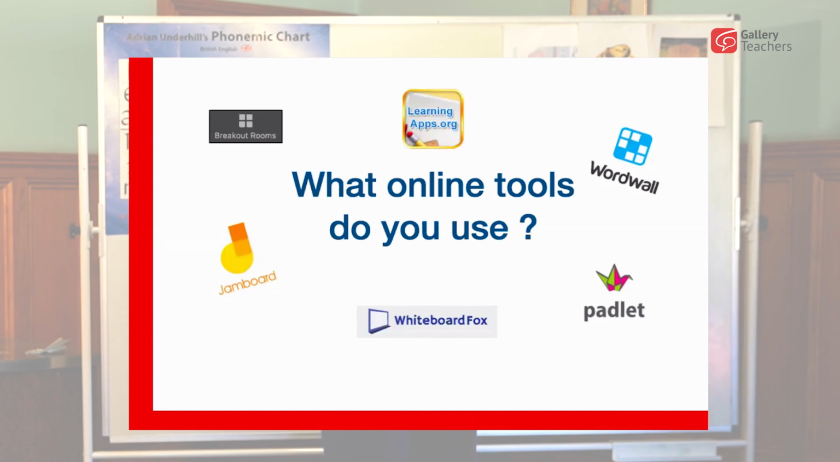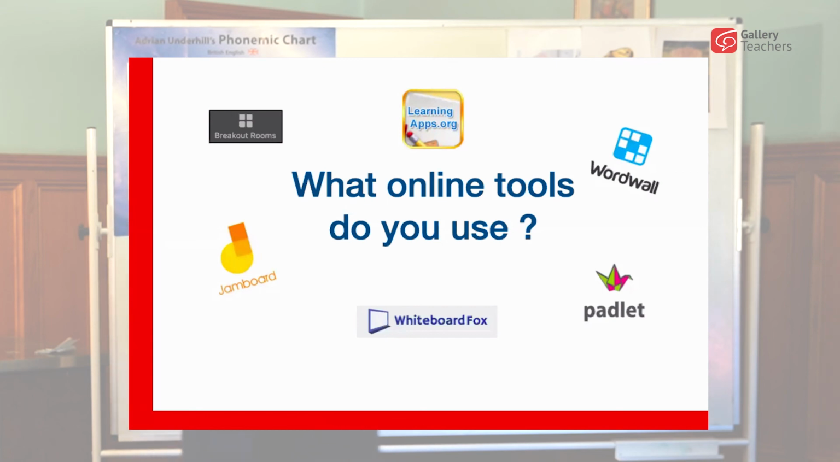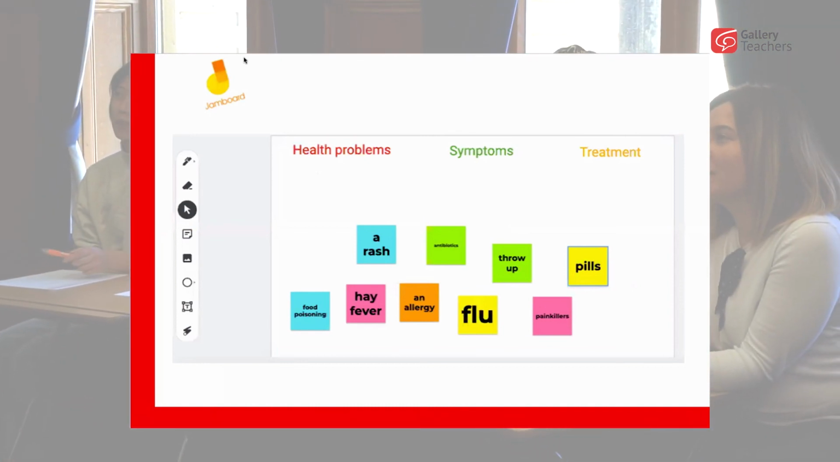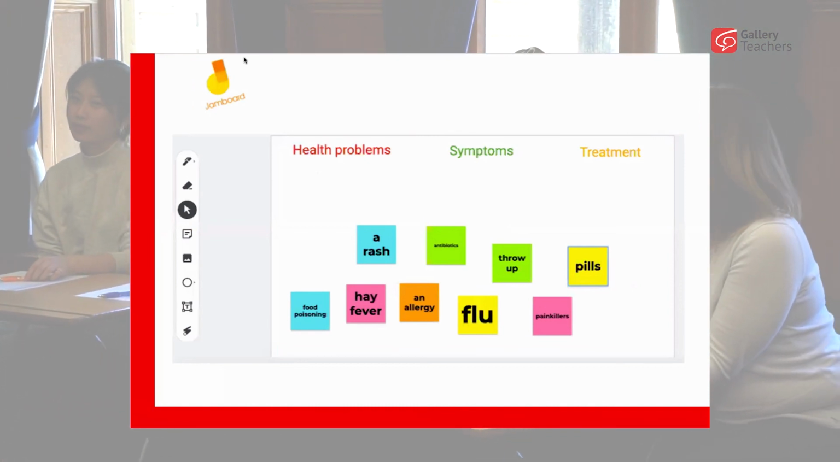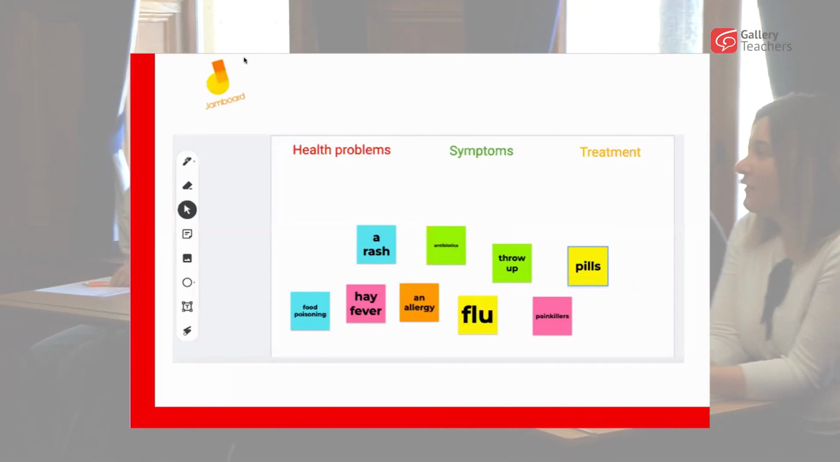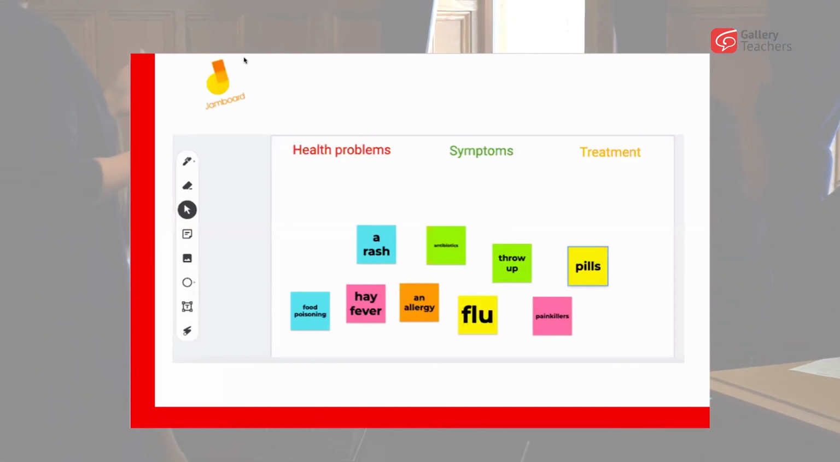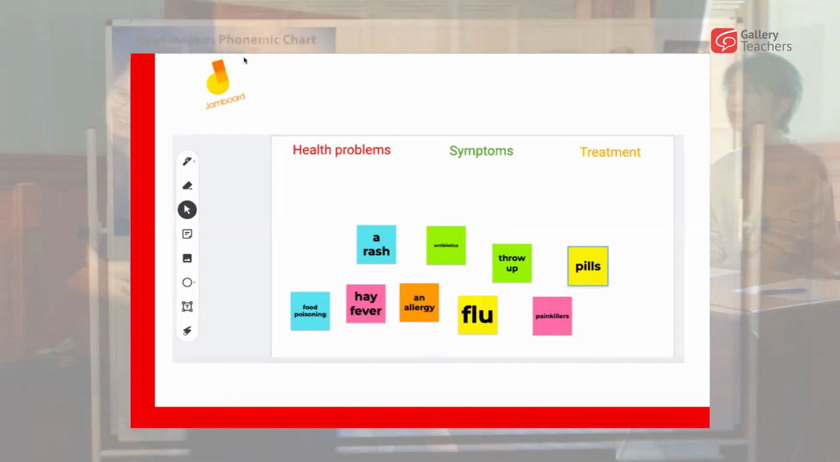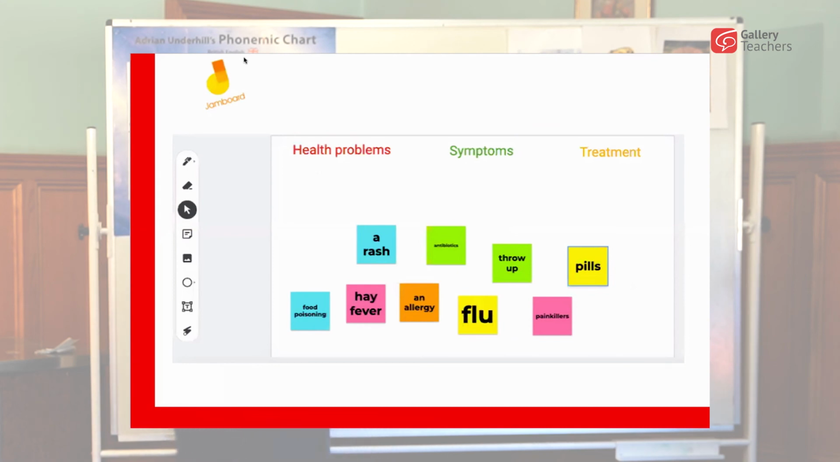Jamboard is very easy to use, let me show you. It's an extension on Google, I think. This is what you can do with it. This is what it looks like, and you just send a link to the students and they can access it. For example, here I put some words on slips of paper and they can group them at the same time, and you can see them moving the things on the board at the same time. So this is like a collaborative whiteboard.